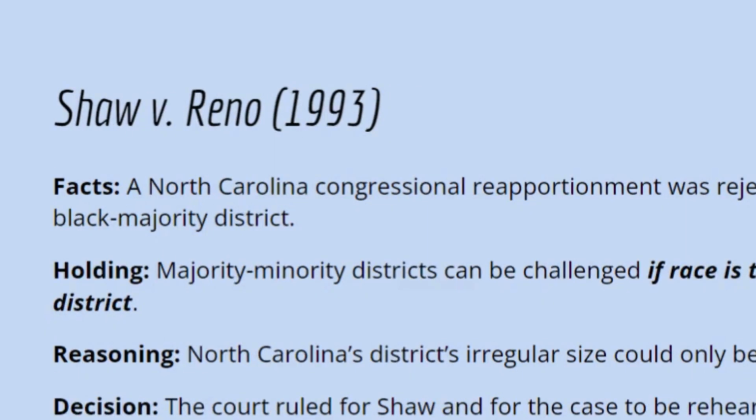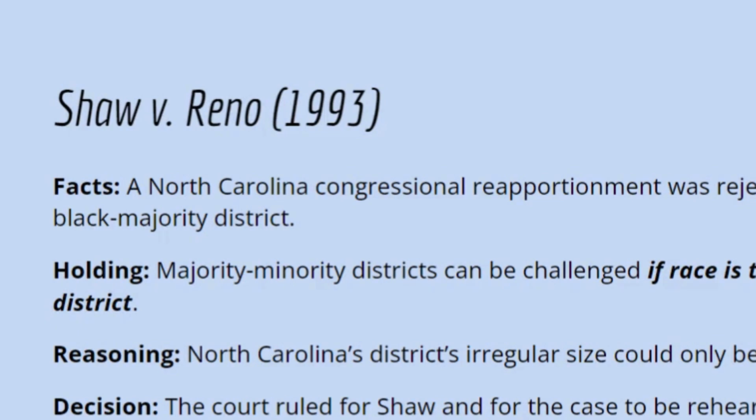Now for the SCOTUS case required number 11, which was Shaw versus Reno, 1999. The facts: in a North Carolina congressional district, the apportionment was rejected because it created only two black majority districts. The holding made by the Supreme Court was that majority-minority districts can be challenged if race is the only factor in creating the district.